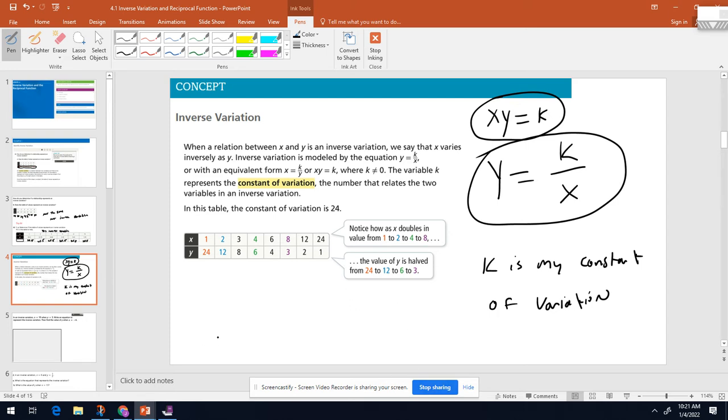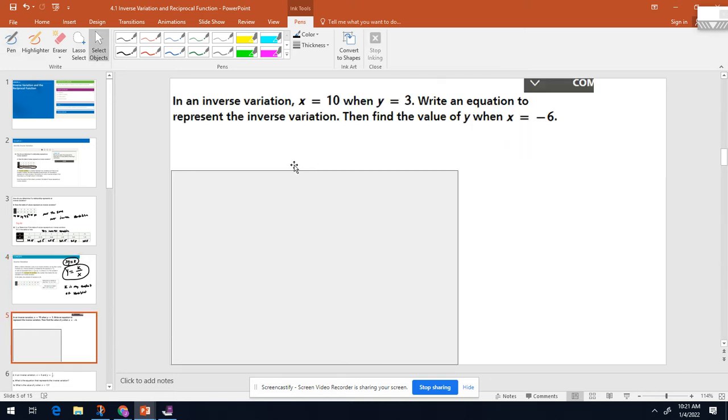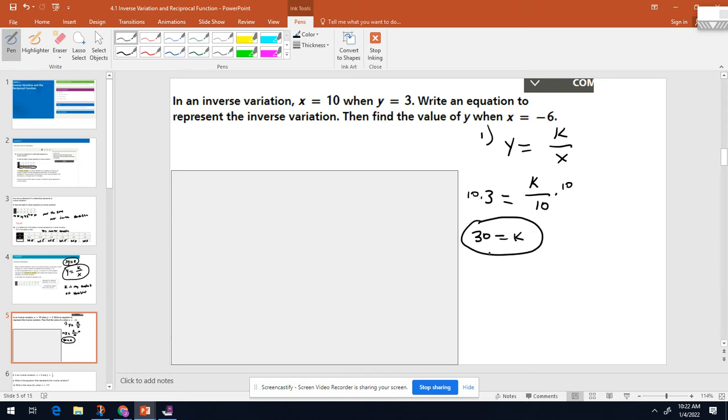Okay. So if we take a look at an example, it says in an inverse variation, x equals 10, y equals 3. Write an equation to represent the inverse variation, then find the value of y when x equals -6. So the very first thing that we need to do here is write down the formula. y equals k over x. So we're going to find k. I'm going to plug in y and plug in x. How would I solve this problem? Multiply both sides by 10. I get 30 is equal to k. So right now I have k equals 30.